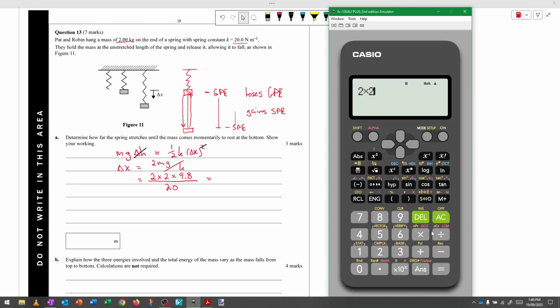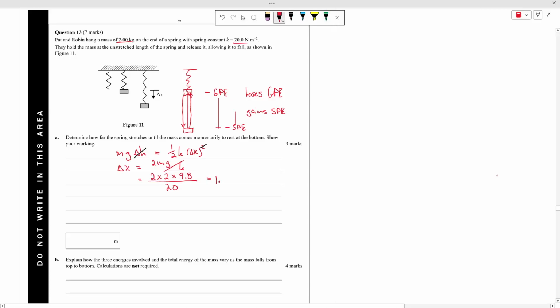2 times 9.8 divided by 20. 1.96. There you go. So apparently it's 1.96 meters. Okay, so this was a very typical conservation of energy question. What energies are present at the top? What energies are present at the bottom? Those two values have to be equal, and then you can set that equation up and then solve for your required quantity. Check the examiner's report.